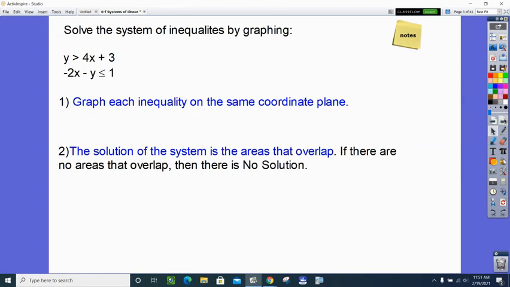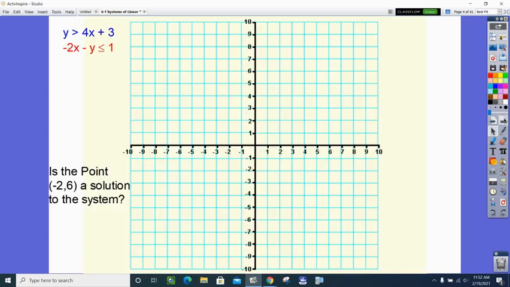So here are our marching orders. We're going to graph each inequality on the same coordinate plane. We want to have our inequalities in an easy form to graph, so slope-intercept or standard form. Make sure you do that first. Once you do, you're going to graph both on top of each other, and the solution of the system will be the areas of overlap. If there are no areas of overlap, then there would be no solution to the system.